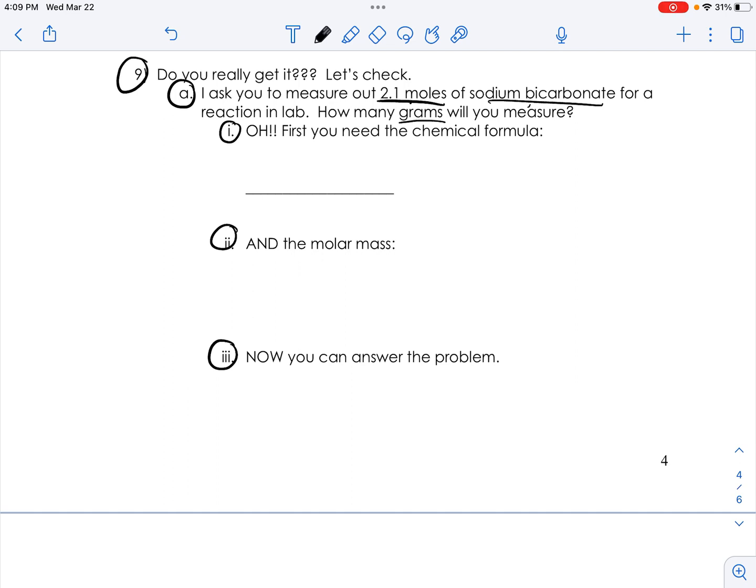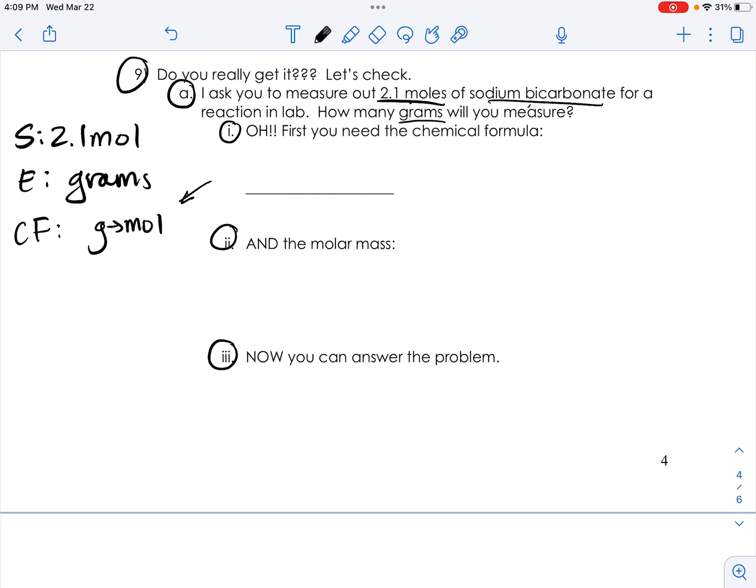All right? And you're like, oh, I already see it. It's the DA problem. Start 2.1 mole. And then end is going to be some amount of grams. And then you're like, but what conversion factor do I use? I have to get a conversion factor from grams to moles for this thing, sodium bicarbonate. Okay, so now we break down the steps for you to help you get this conversion factor, okay?